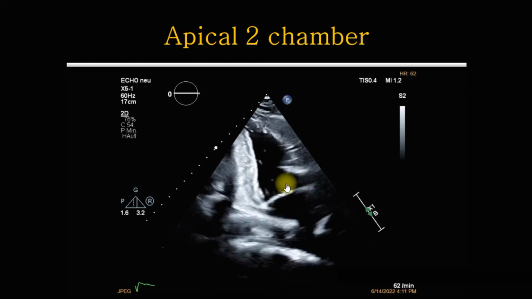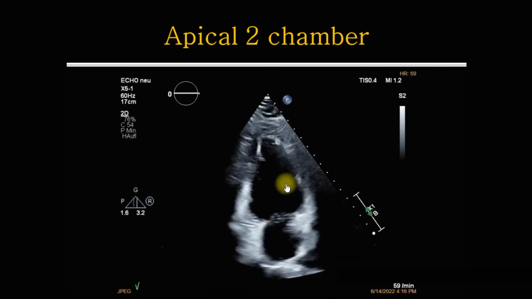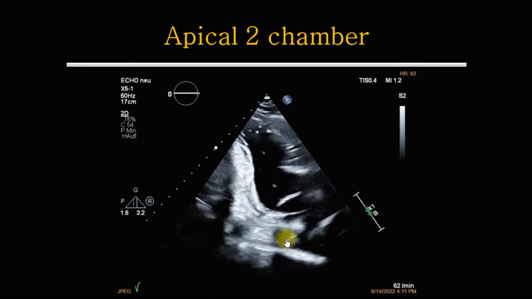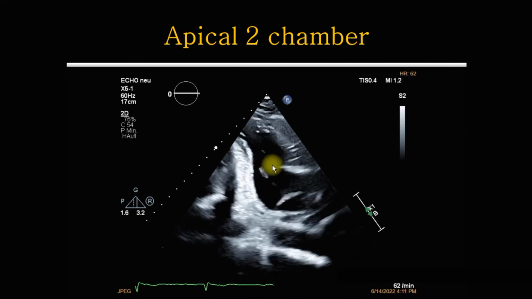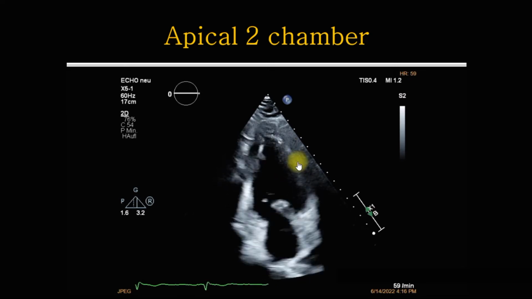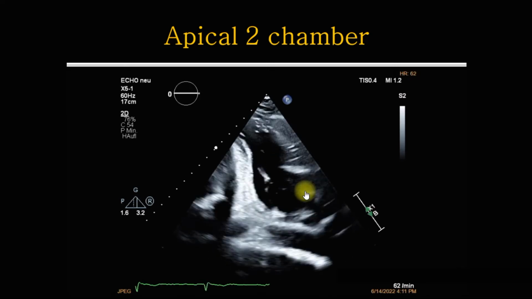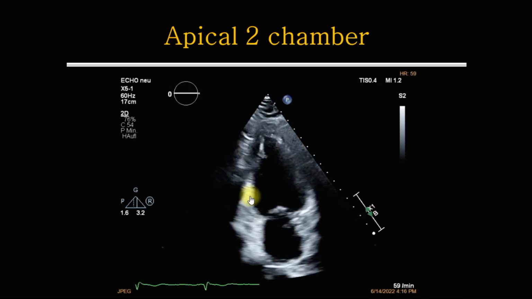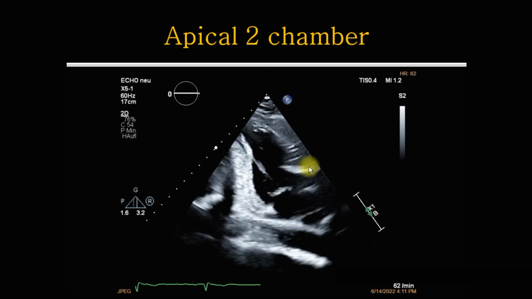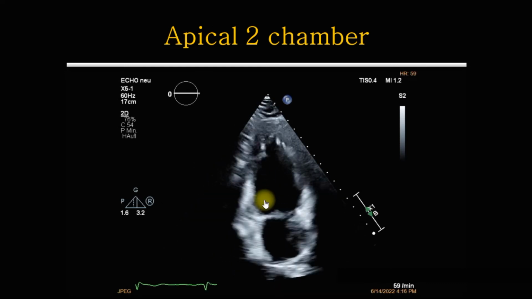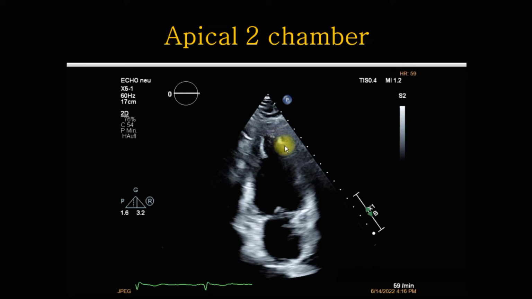2-chamber, here we have the left ventricle, left atrium, and here we have the anterior wall of the left ventricle, and here is the inferior wall. Anterior wall is here and inferior wall is here. Here is the anterior wall, here is the inferior wall, and here is the apex. Here is the left atrium.